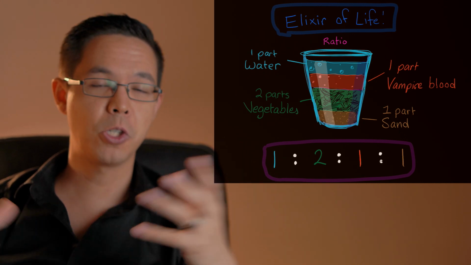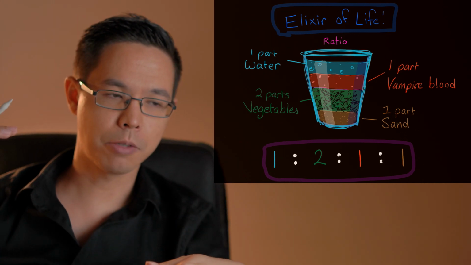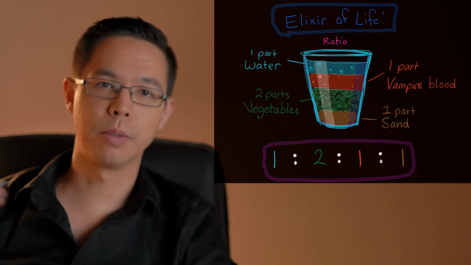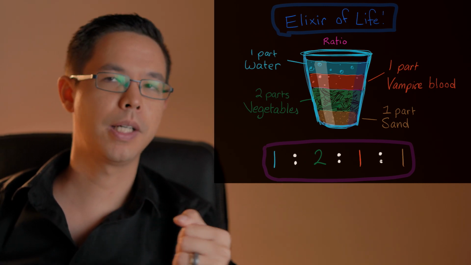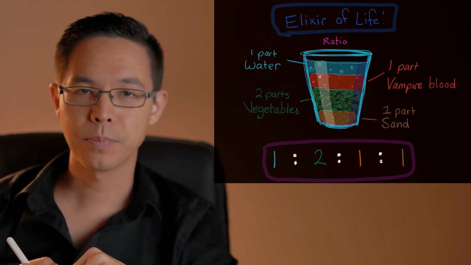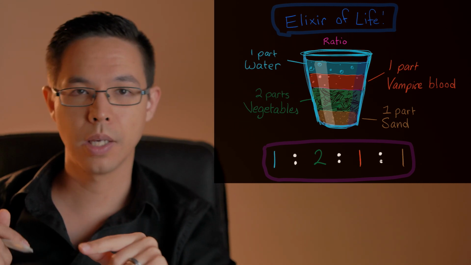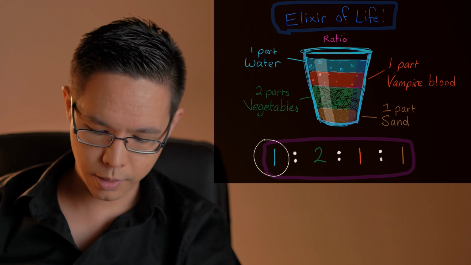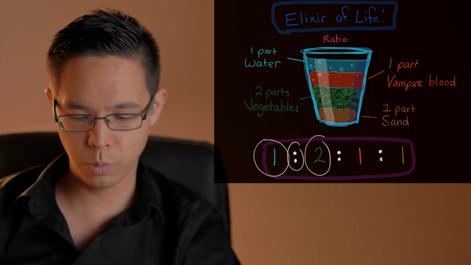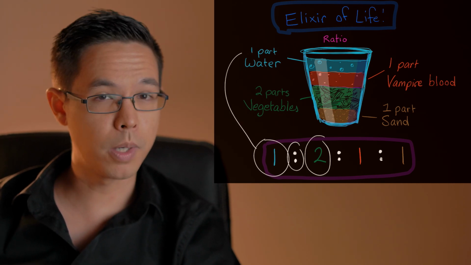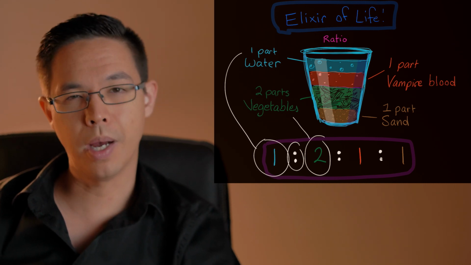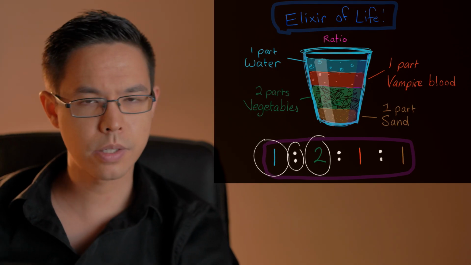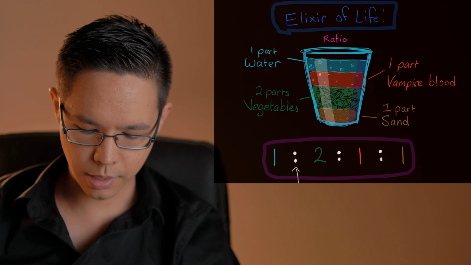So here I've got a stupid example where I've got a recipe, and you sometimes represent recipes in terms of parts. So 1 part water, 1 part vampire blood, 2 parts vegetables, and 1 part sand. You might have also seen ratios represented using the notation I have at the bottom of the screen. Let me just add it over here. So here I've got 1:2. That's what I'm showing here by color, that I've got 1 part water and 2 parts vegetables. This is a way of showing ratios. So you could say parts, or you can represent them using this notation here.